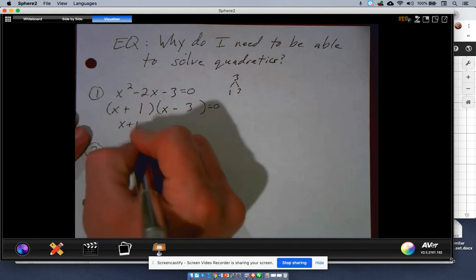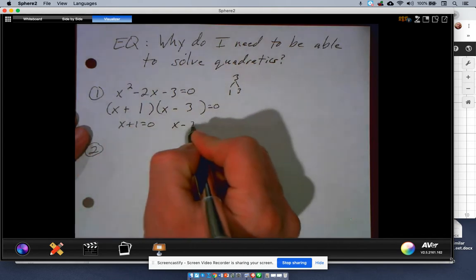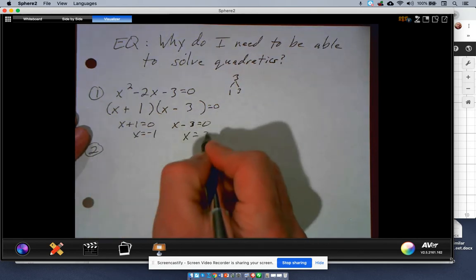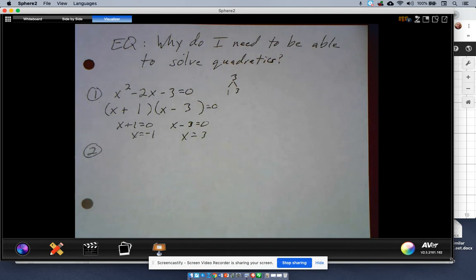So x plus 1 equals 0. x minus 3 equals 0. We're going to solve those. x equals negative 1. x equals 3. Now, you're probably like, well, I've seen this before, Mr. Manor, and I don't know what that means. Well, let me show you what that means.